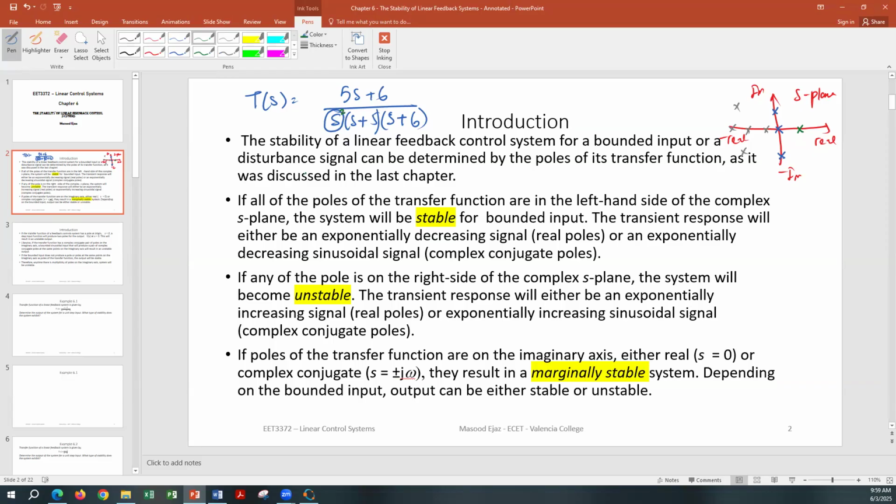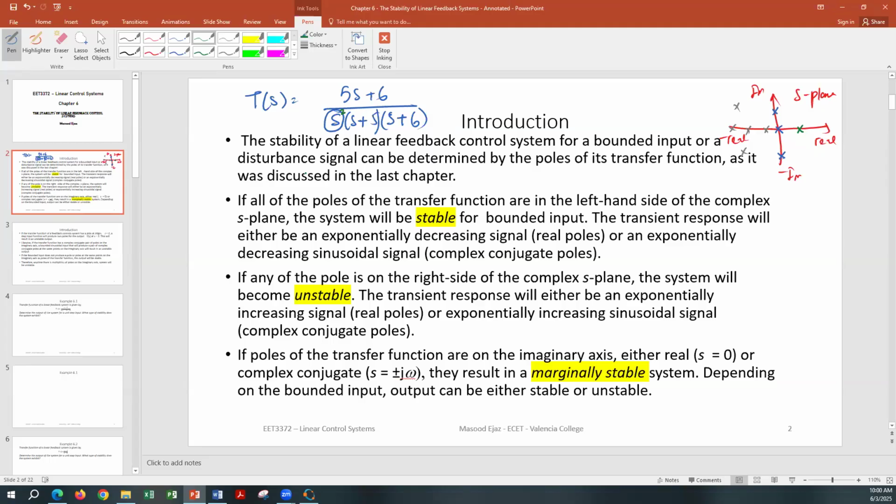However, if your transfer function has an s squared over here, so now you have 2 poles at s equal to 0. In this case, irrespective of whether your input is bounded or not, your system is going to become unstable, even for a bounded input, because s squared means that when you convert the transfer function into the time domain, you're going to have a t function, basically t times something.